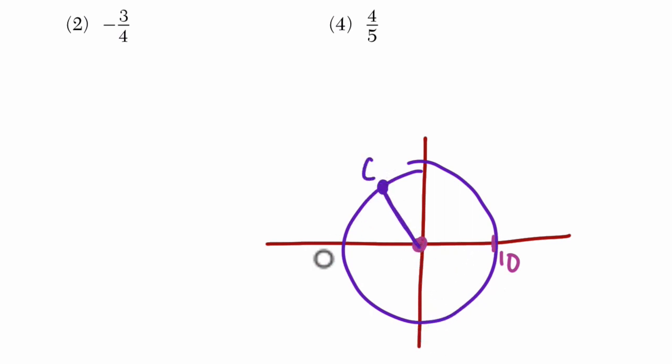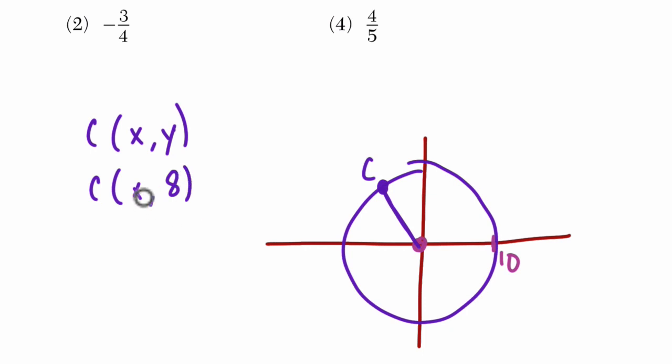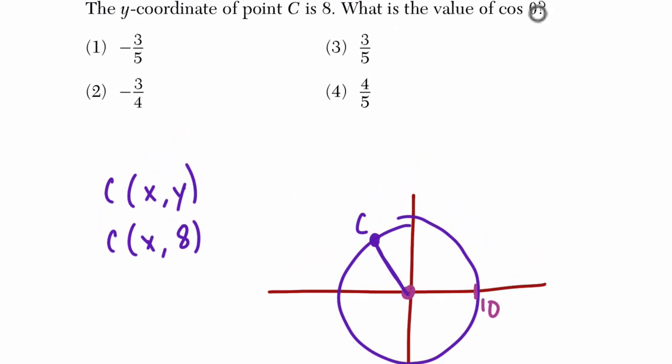All right. Now, what do we know about point C? We know the y-coordinate is 8. We don't know the x-coordinate. So C is some point x, y, and we don't know x, but we know y. Okay, what is the value of the cosine of theta?